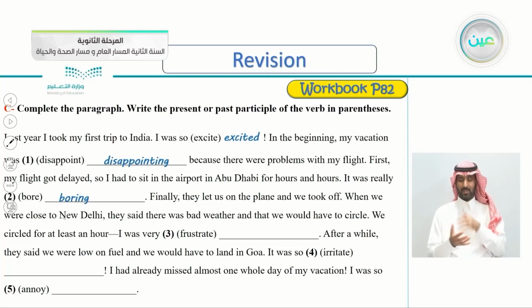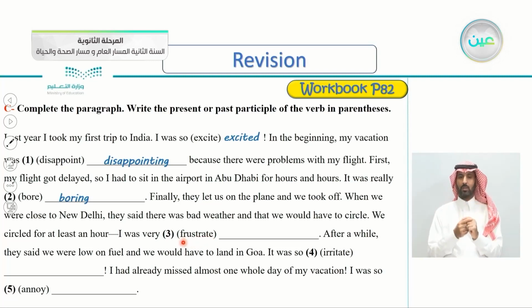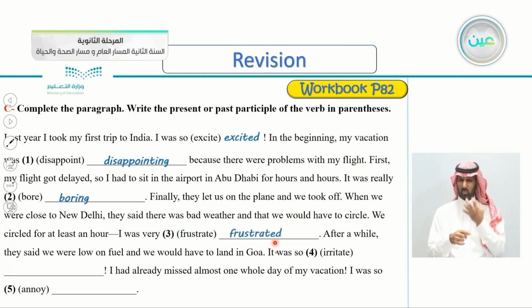It was really boring. Finally, they let us on the plane and we took off. When we were close to New Delhi, they said there was bad weather and that we would have to circle. We circled for at least an hour. I was very frustrated. So he's describing how he feels, or how he is feeling. I was very, good, frustrated. So we used the ed, meaning we used the past participle.